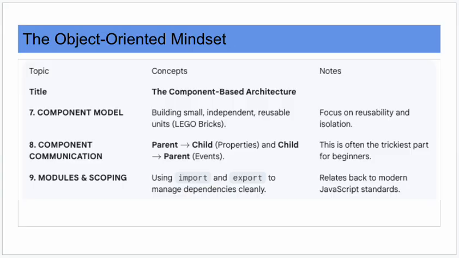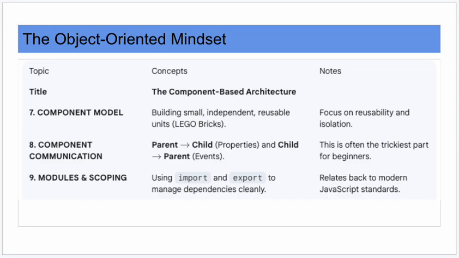Eighth, component communication. This is one of the trickiest parts for beginners. How do two components talk to each other? You must understand the concept of public properties, that is passing data down from parent to child, and custom events, that is passing data up from child to parent.